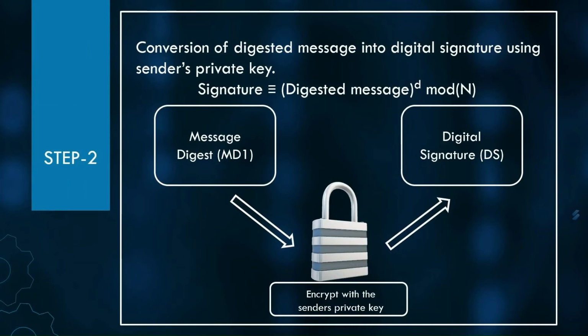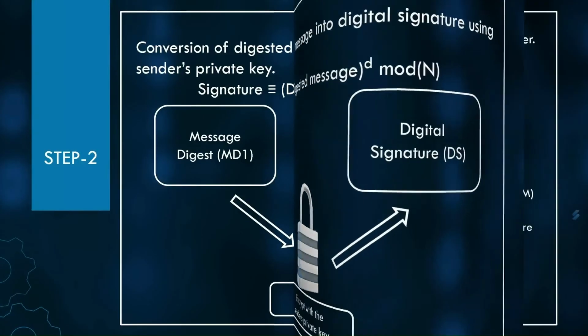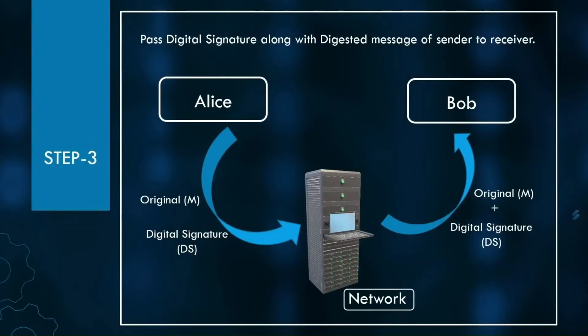Step 2: conversion of the digested message into a digital signature using the sender's private key. The equation here is: signature is congruent to the d-th power of the digested message mod n. The digested message obtained in step 1 is encrypted with the sender's private key and the digital signature is generated. The final step on the sender's side is passing the digital signature along with the digested text to the receiver via the network.